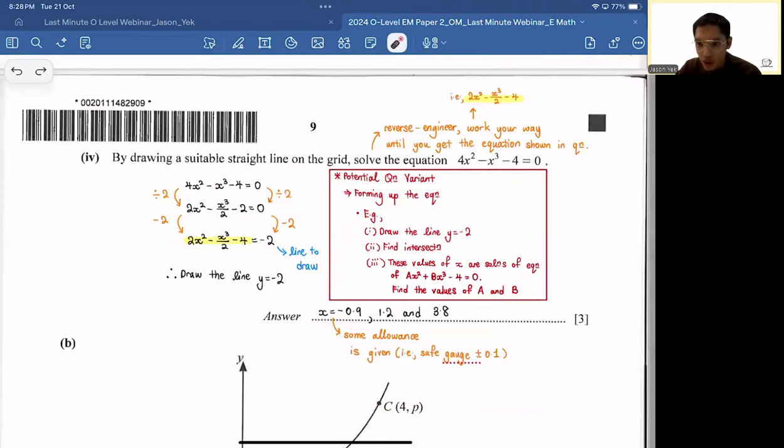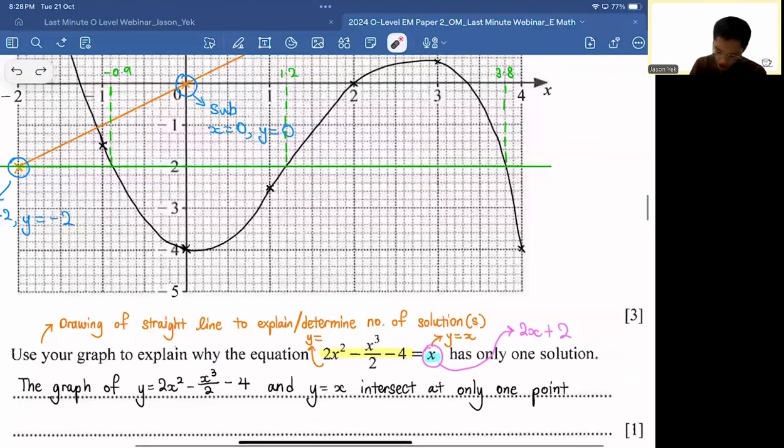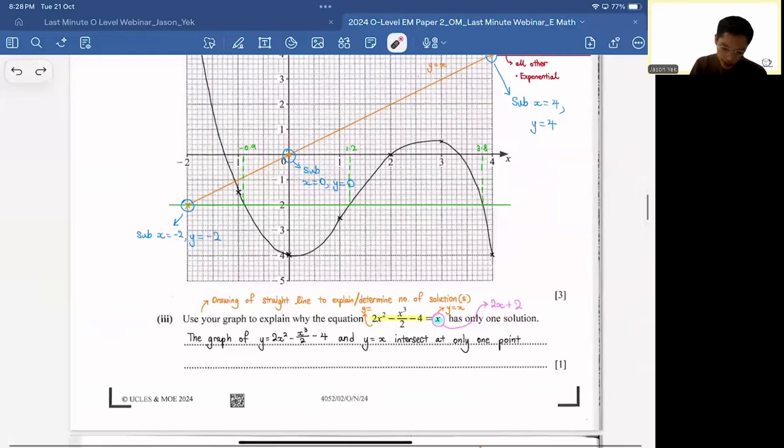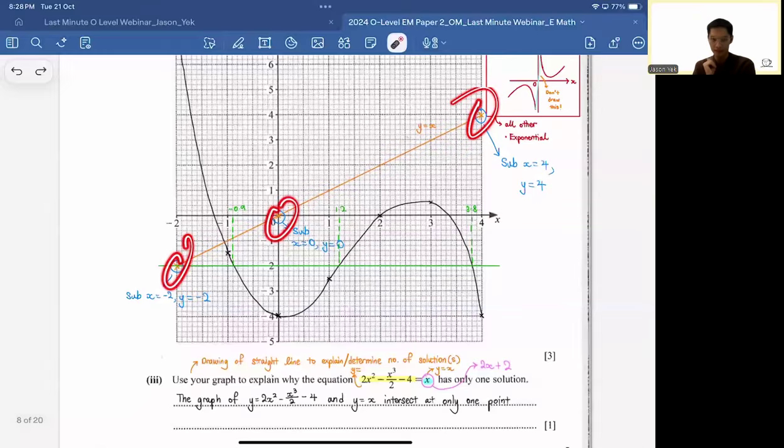Okay, so the orange line, yes. The orange line is just y equals x because of the question here. Then afterwards, I just sub 3 specific coordinates. Not values, coordinates, because I'm plotting a line. Remember, one line, 2 points just nice, third point for safety, as I mentioned.